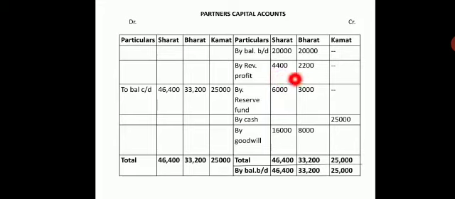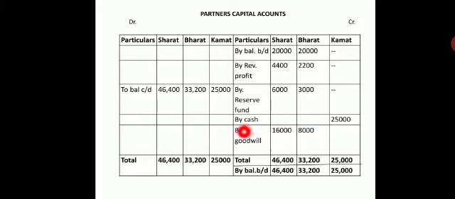Transfer it to partners' capital account on the credit side, 4,400, 2,200. Now come to the first adjustment, that is the new partner has to bring in cash of rupees 25,000. So that 25,000 is the capital of the incoming partner. Credit it in his column.